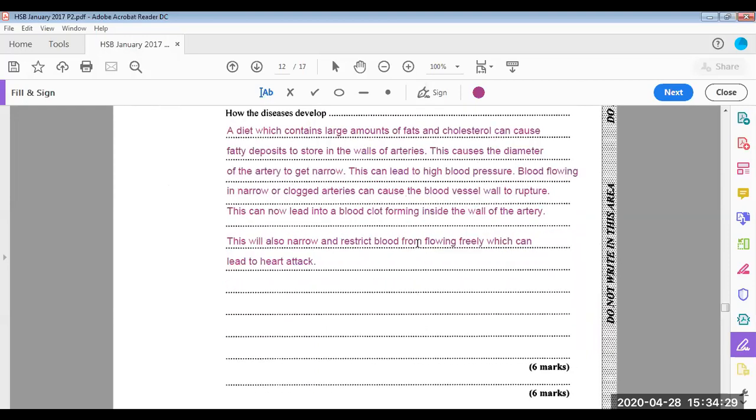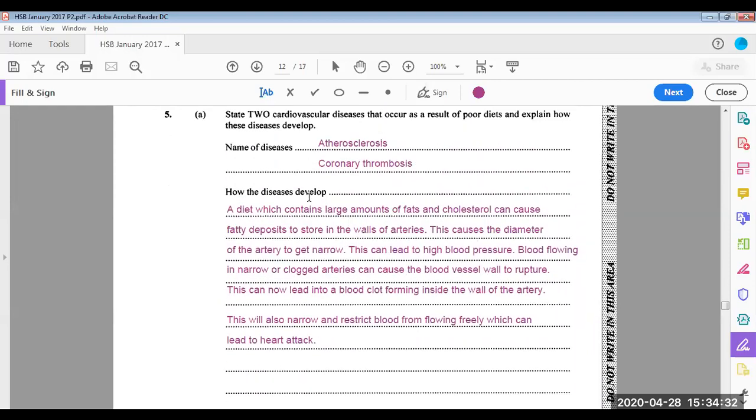All right, 6 marks, eh? So you could feel free to add in a little more points if you find any. Step by step. So you talk about the diet, what the diet contains, what the diet could cause, what that leads into, and how it causes heart disease. And these two diseases are linked. You can have both of them together. Atherosclerosis could cause coronary thrombosis.